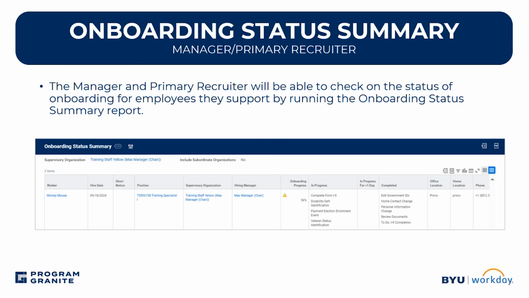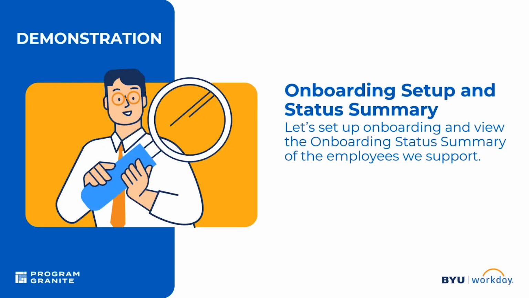Okay, the manager and the primary recruiter can see an onboarding status summary. So they're going to be able to check on the status of the onboarding for the employee by running the onboarding status summary report. So you can see their progress, what's still in progress for them, so you can go check in on their I-9 and things like that. You can see what they've completed and other important information. So we're going to take a look at this as well in the tenant. But these are definitely very helpful tools to see where they're at. So I'm going to go set up onboarding for Captain America, and then we're going to go take a look at the status. So give me a second while I pull that up.